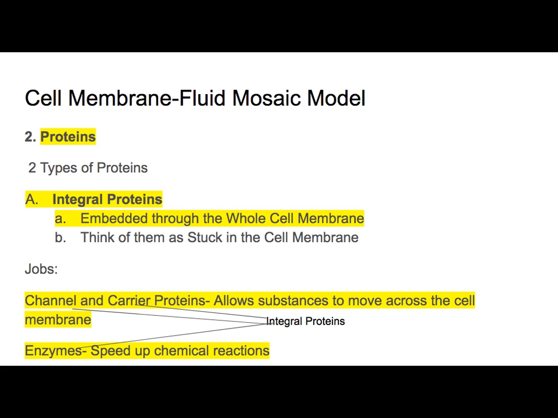Their main job is either they're a channel or a carrier protein, and they're just going to move substances across. Some of them can be enzymes, and I reminded you what an enzyme does. It speeds up a reaction. If I have it highlighted, it could be on your quiz on Tuesday. It will be on your test.